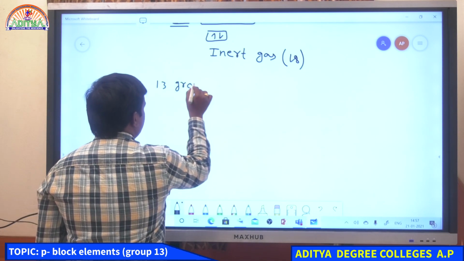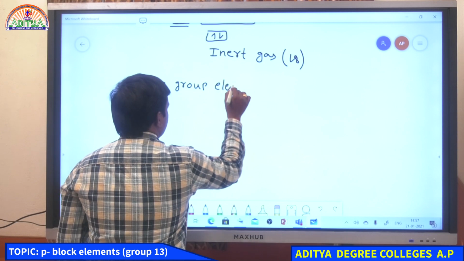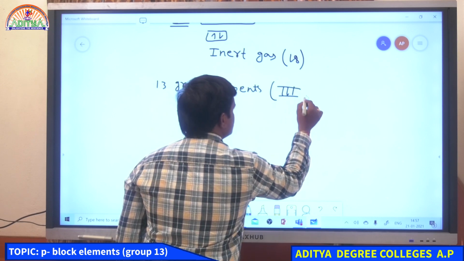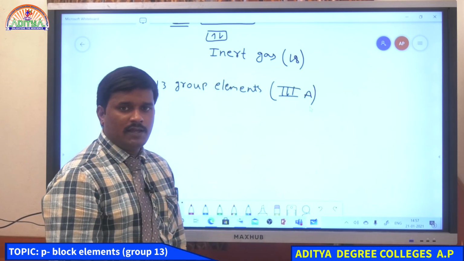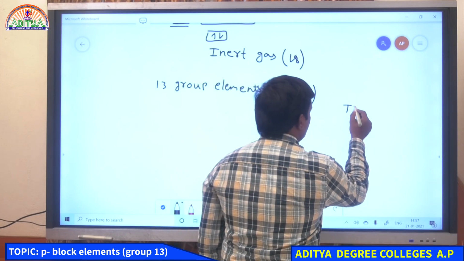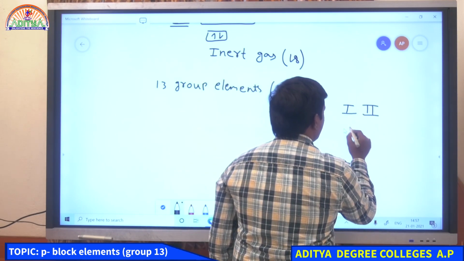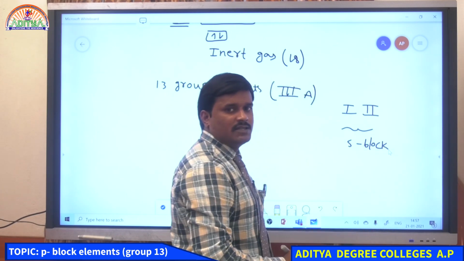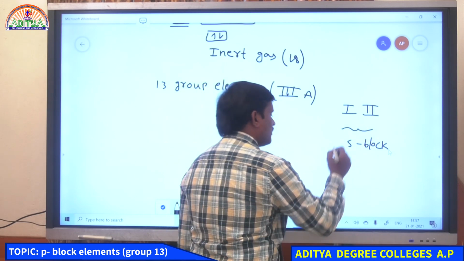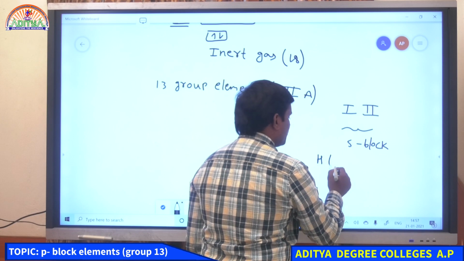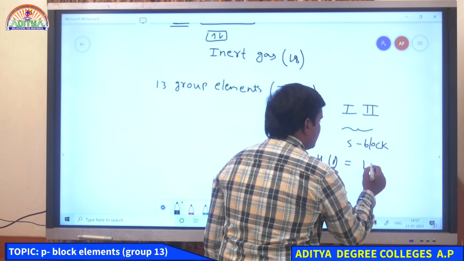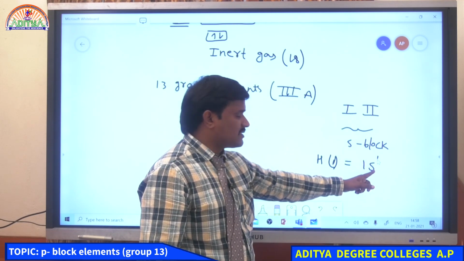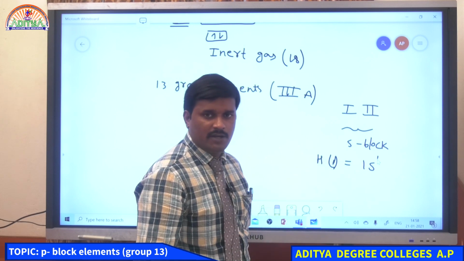13th group elements. These are simply written as third A group elements. So in our periodic table, first group and second group both are s block elements, because here last electron enters into s orbital. Suppose hydrogen, atomic number is 1, therefore electronic configuration is 1s1. So in the first group element, last electron enters into s orbital, therefore it is an s block element.